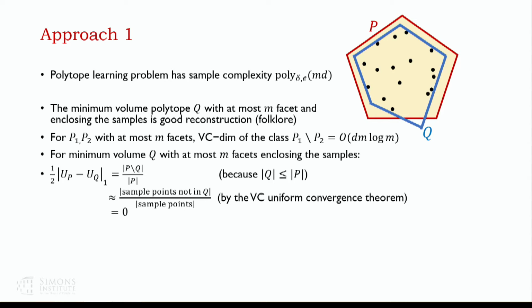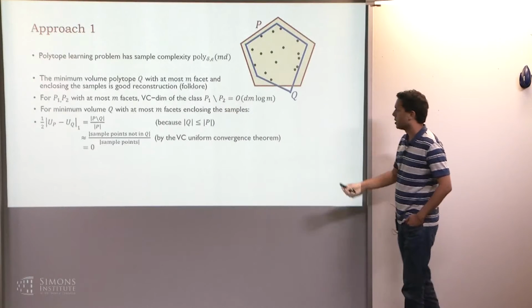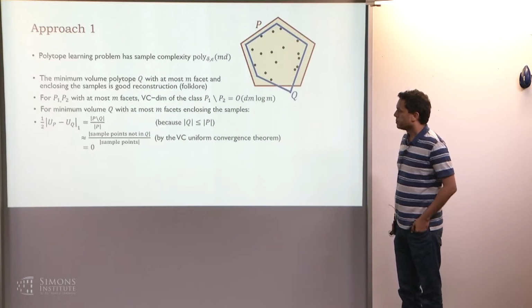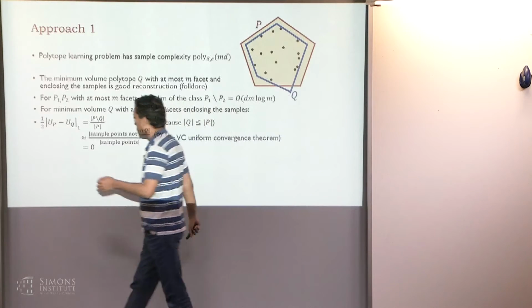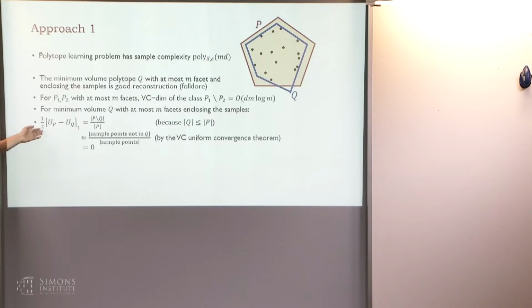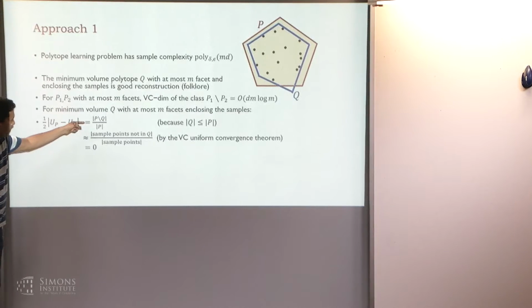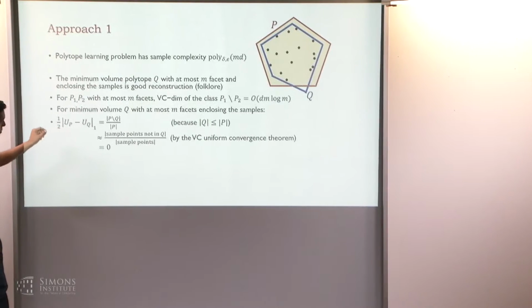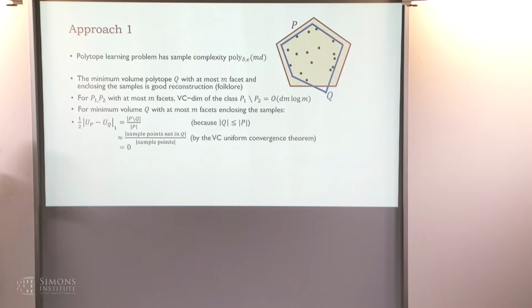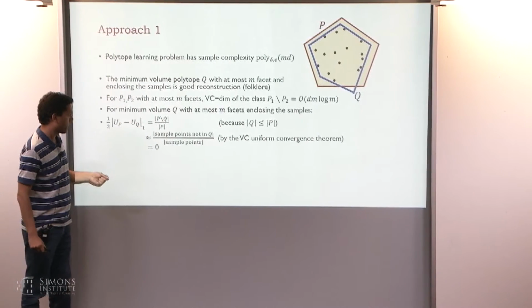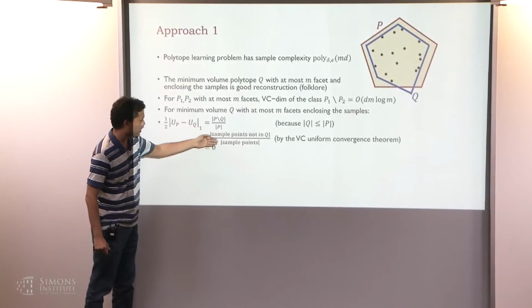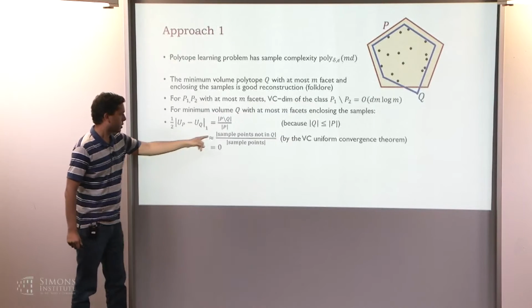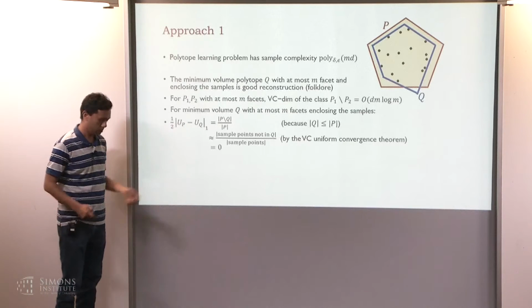Why is that a good reconstruction? Why is that a good solution? First we observe that if P1 and P2 are two polytopes with at most m facets, then the VC dimension of the class, which is the difference between two polytopes, is also the same, d m log m. Now, for the minimum volume polytope Q, its total variation distance from P can be rewritten as the volume of P minus Q over the volume of P. This requires a little bit of computation, but uses the fact that the volume of Q is at most the volume of P. Then we use the VC uniform convergence theorem to say that these two things are approximated by the sample points. They are proportional to the number of sample points not in Q over the total number of sample points. And we know that this number is 0 by our construction of Q. So this number is small, so Q is a good approximation of P.